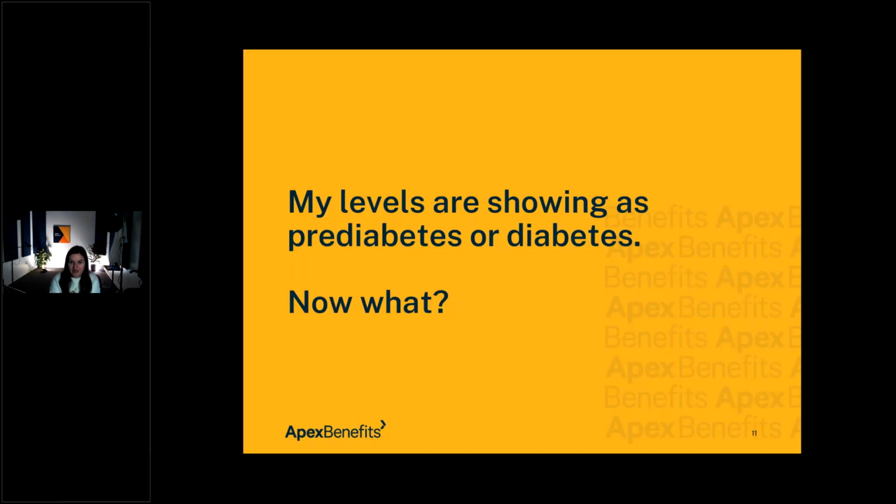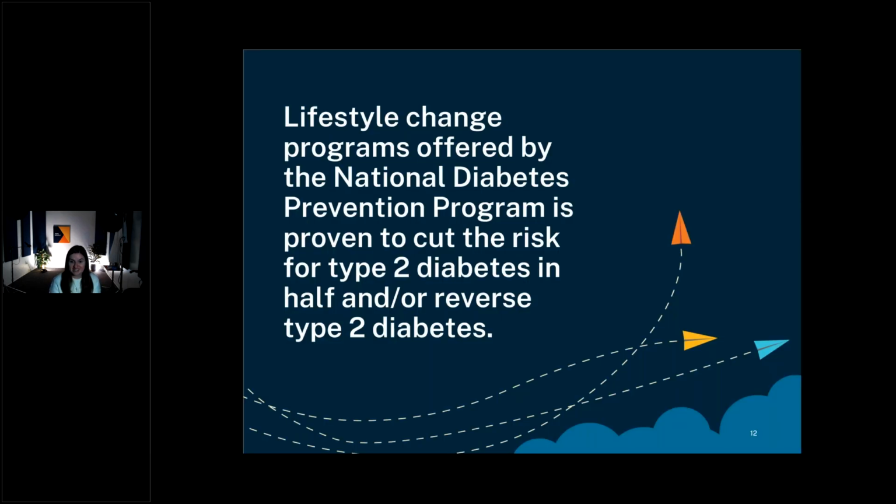Okay, you've done that. My levels are showing pre-diabetic or diabetic. Now what? The answer is don't fret, because the really, really good news is research shows that lifestyle change programs, and these are offered by lots of different places. The one I'm going to talk about today is the National Diabetes Prevention Program. It's probably one of the most well-known ones.